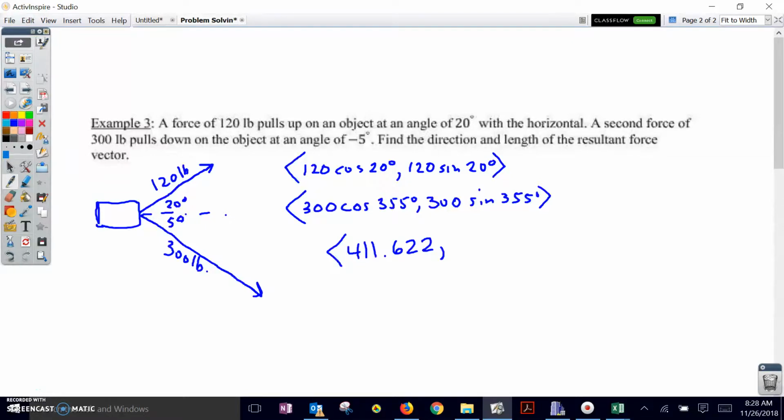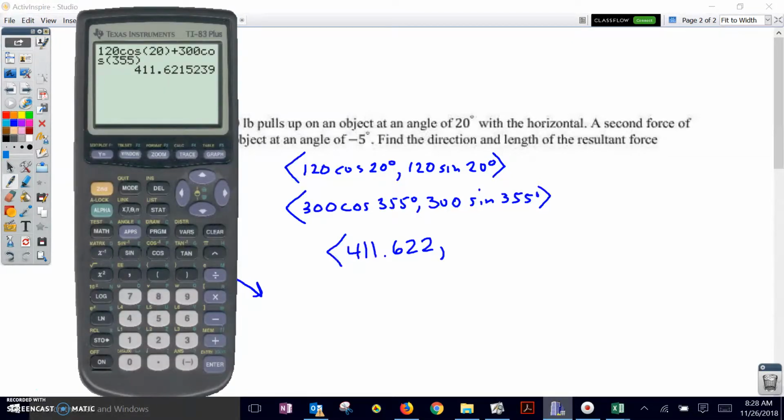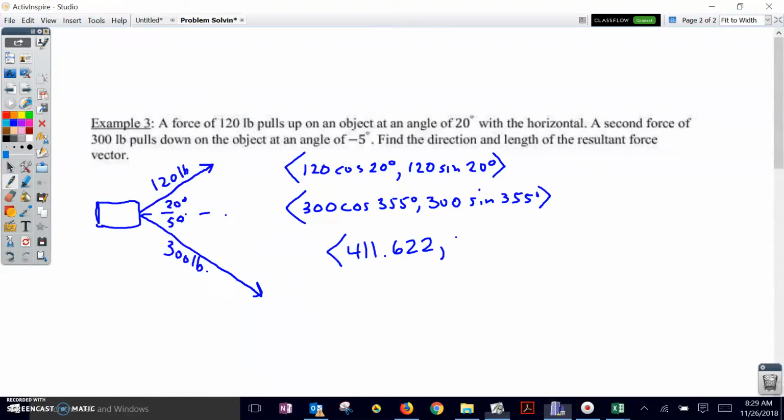And then for the y component of the vector, we've got 120 sine of 20 degrees plus 300 sine of 355 degrees. And we get 14.896 for the y component. Okay.